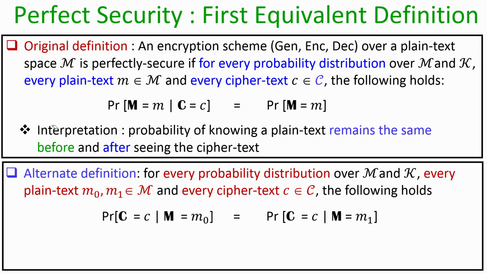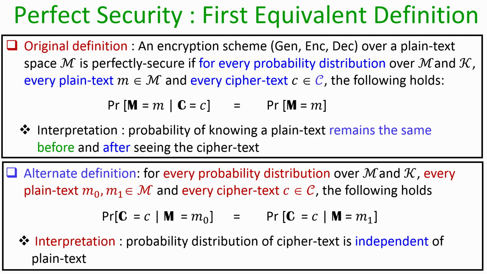Now, let us see the first alternate definition. It says that we will call an encryption scheme perfectly secure if for every probability distribution over the plain text space and key space, and for every pair of messages M0, M1 which occur with non-zero probability with respect to that distribution, and every ciphertext C, the following equality holds. The conditional probability that the ciphertext is C given the plain text is M0 is the same as the conditional probability that the ciphertext is C given the plain text is M1.